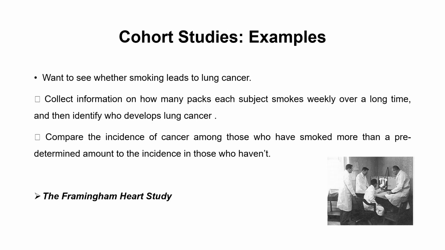For example, you want to see whether smoking leads to lung cancer. You collect information on how many packs each subject smokes weekly over a long time, and then you identify people who develop lung cancer. So you compare the incidence of cancer among those who have smoked more than a predetermined amount to the incidence in those who haven't. One of the most popular cohort studies is the Framingham Heart Study, which established the key risk factors for developing coronary artery disease, for example blood pressure, diabetes, and metabolic syndrome.